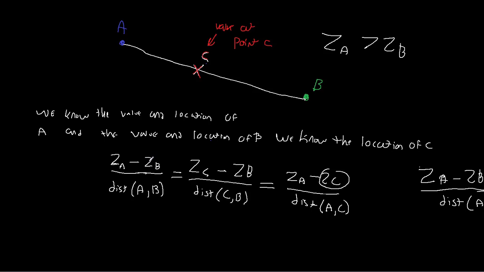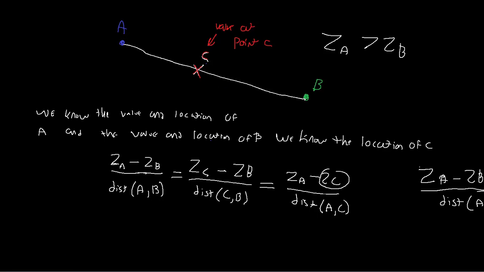Hopefully that makes sense. And the reason is because if ZB is bigger than ZA, this whole equation will fall apart and it won't actually work properly. So hopefully that makes sense.